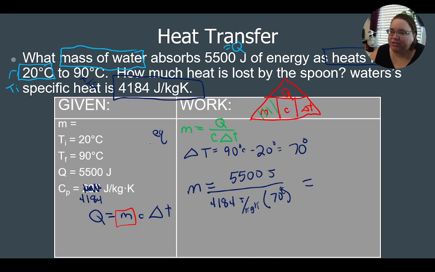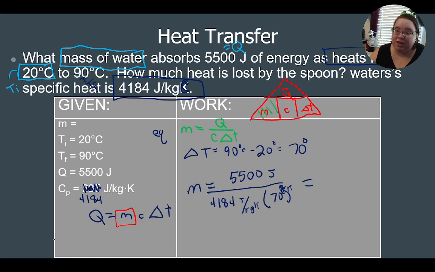If you're paying attention to 70 degrees Celsius, which is also equal to 70 degrees Kelvin, bad Miss Rains for not noticing that that was in Celsius. But 1 degree Celsius equals 1 degree Kelvin, so kind of nice. Still 70 degrees.